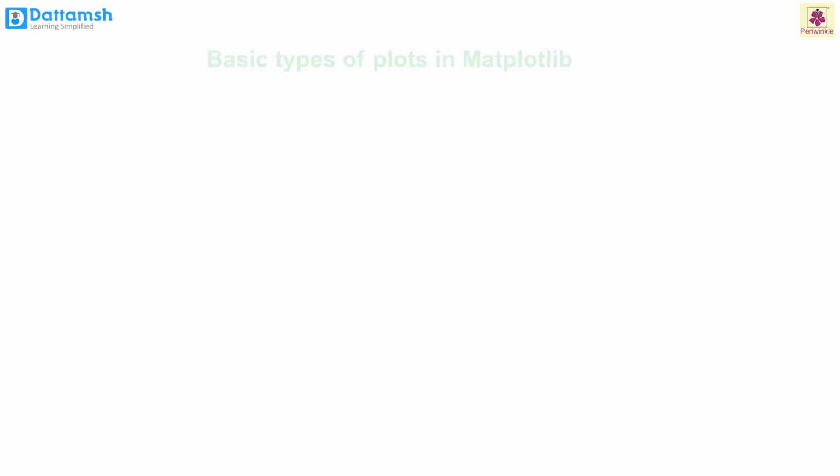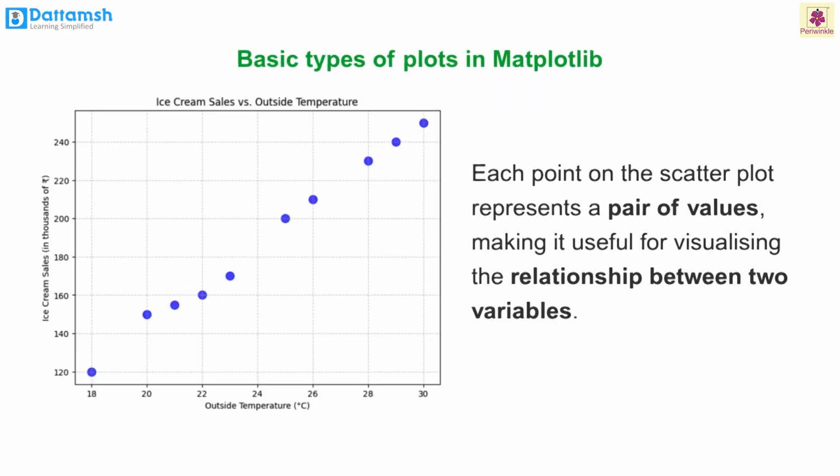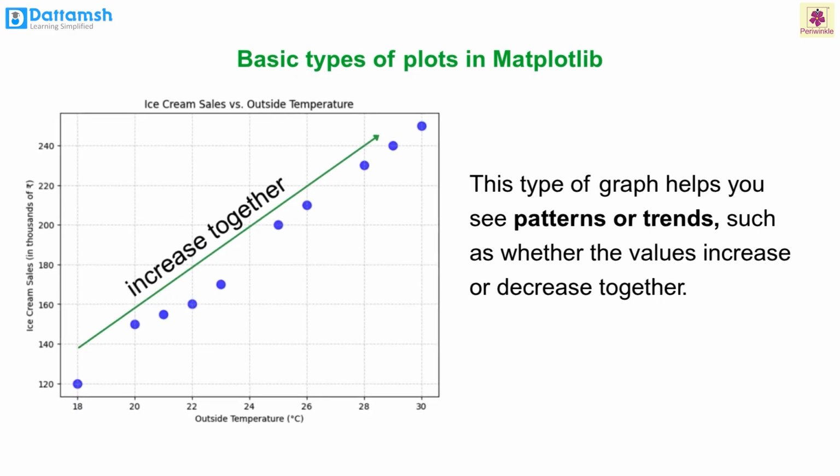A scatter plot. A scatter plot is a type of graph that shows individual data points on a two-dimensional grid, with one variable on the x-axis and the other on the y-axis. Each point on the scatter plot represents a pair of values, making it useful for visualizing the relationship between the two variables. This type of graph helps you to see patterns or trends, such as whether the values increase or decrease together.